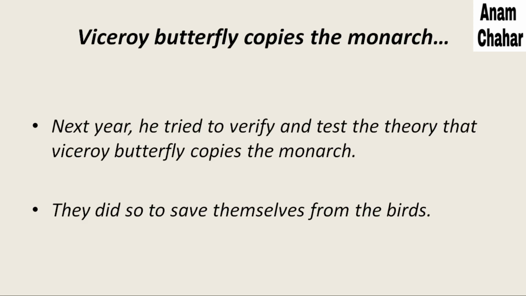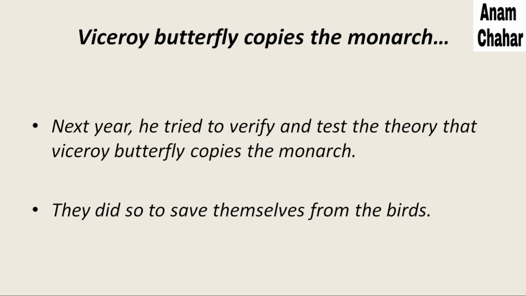Next year, he tried to verify and test the theory that Viceroy butterfly copies the monarch. It was believed that monarchs did not taste good and birds didn't like eating them. So, Viceroy butterflies, in order to protect themselves from birds, deceived them by giving an impression that they were monarchs. So, they were trying to befool the birds by pretending that they were not Viceroy butterflies, but monarchs. However, Ebright's efforts resulted in finding that starlings didn't like ordinary food, but they loved eating monarchs. This project won him the first prize in zoology division and an overall third prize in the county science fair.